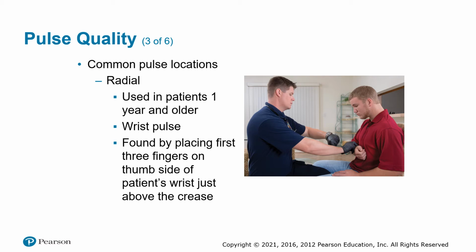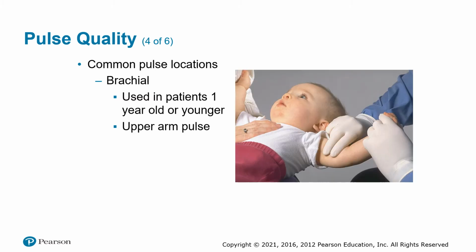Common pulse locations. Radials, we're going to use in patients 1 year and older. It is found by placing the first 3 fingers on the thumb side of the patient's wrist, just above the crease. Brachial pulse is used in patients who are 1 year old or younger, and it's in the upper arm.